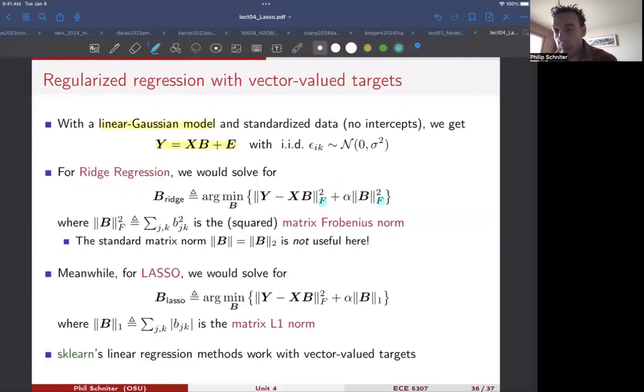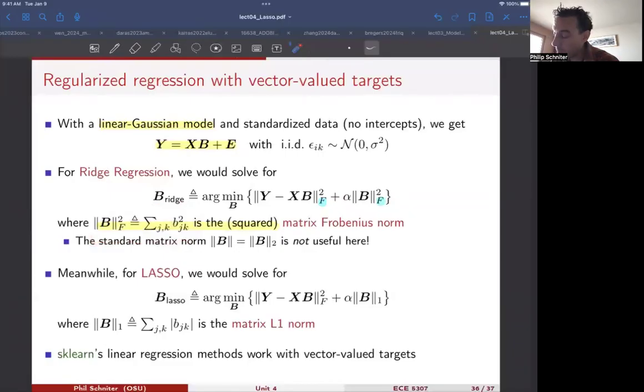The Frobenius norm is a norm on matrices, and it's basically just the sum over all the elements in the matrix of the squared entries. So in some sense, it looks a lot like the Euclidean norm. It's just that when you have multiple columns, you just add the sum of those squares as well.